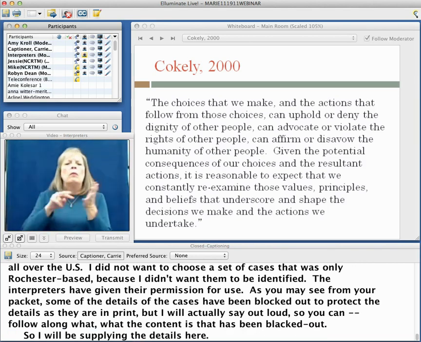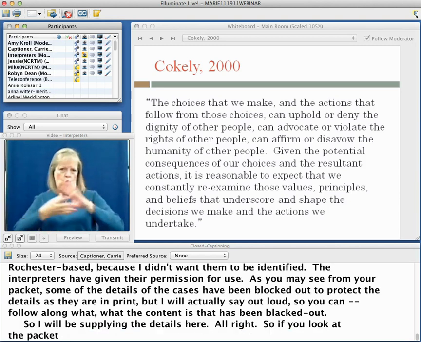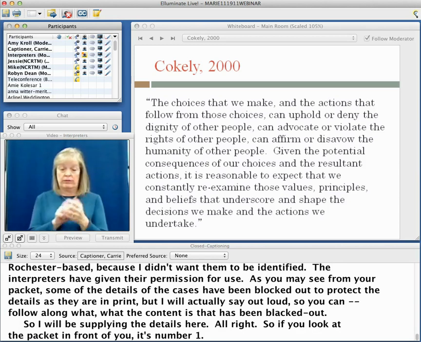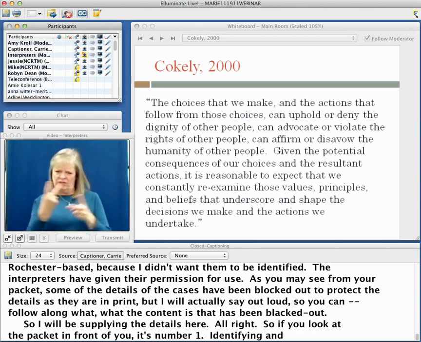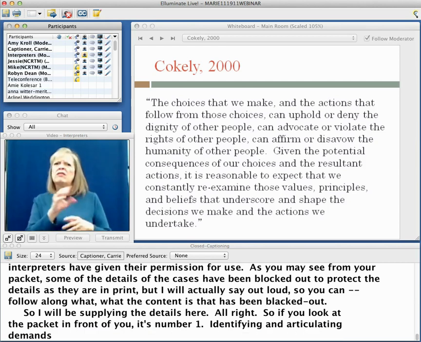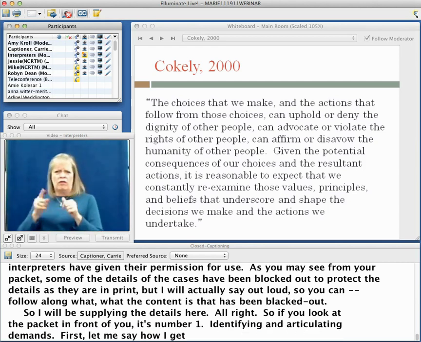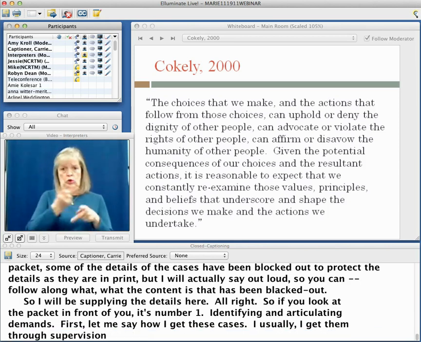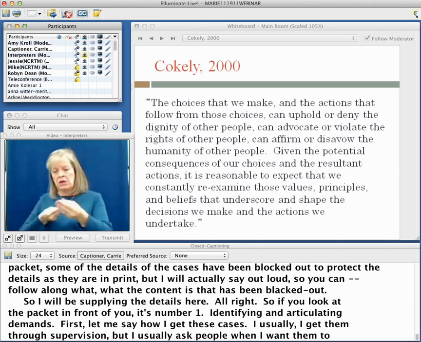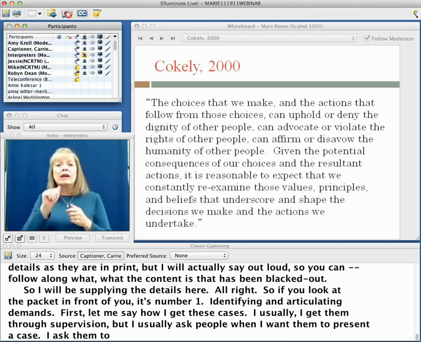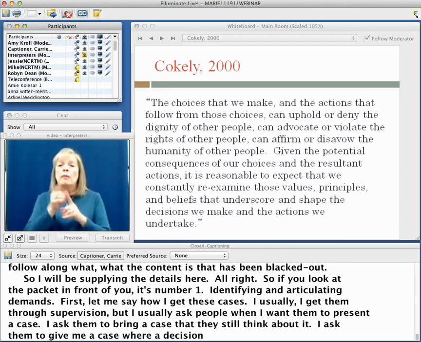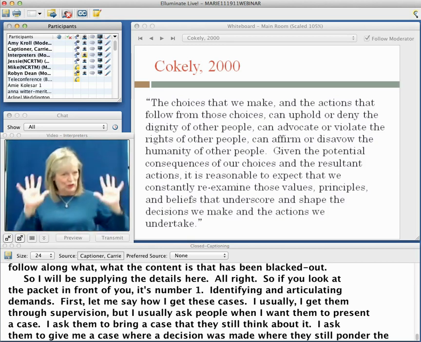All right, so if you look at the packet in front of you, it's number 1, identifying and articulating demands. And first, let me say how I get these cases. I get them through supervision, but I usually ask people when I want them to present a case, I ask them to bring a case that they still think about. I ask them to give me a case where a decision was made, where they still ponder the decision and wonder about whether or not it was the right thing to do.